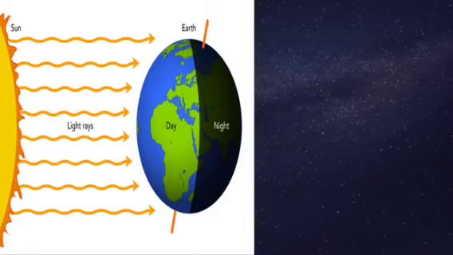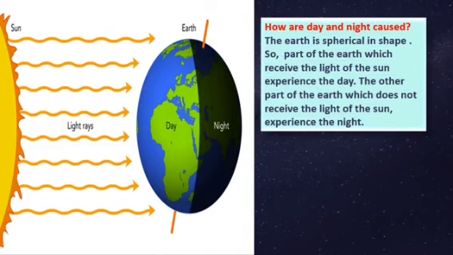Let us study how are day and night caused. We know that the Earth is spherical in shape. So, the whole Earth cannot receive the light of the sun at a time. During its rotation, the part of the Earth which receives the light experiences the day, and the other part which does not receive the light of the sun experiences the night. We experience both day and night in one rotation of the Earth.